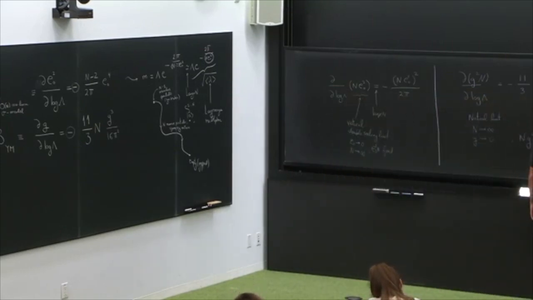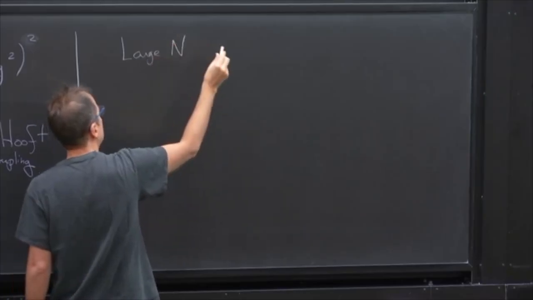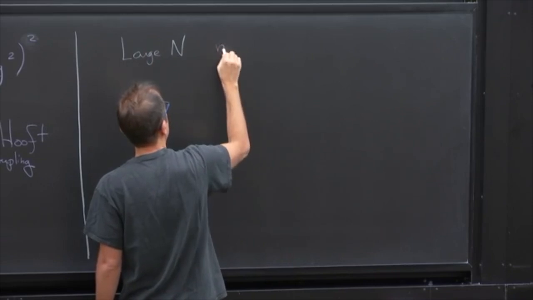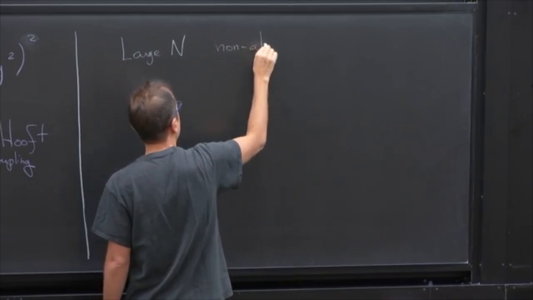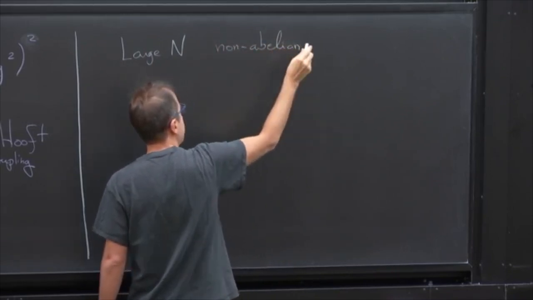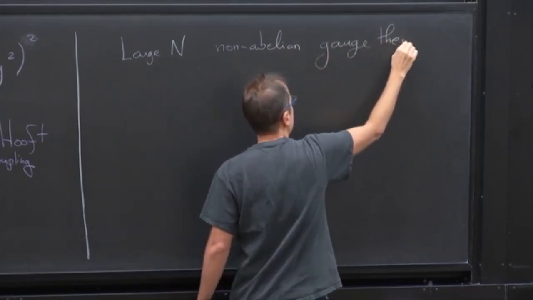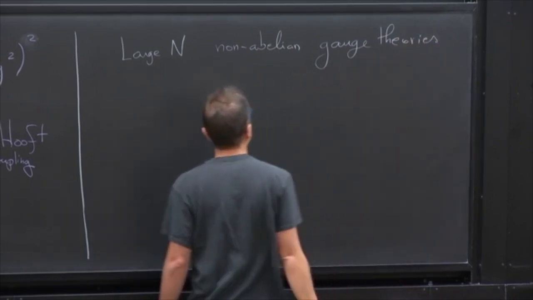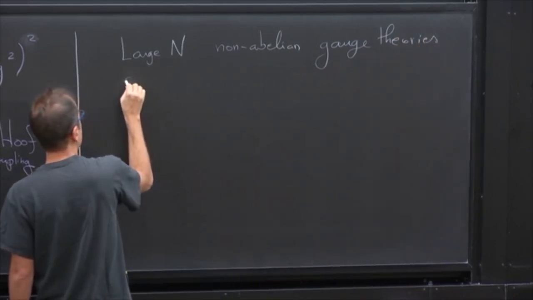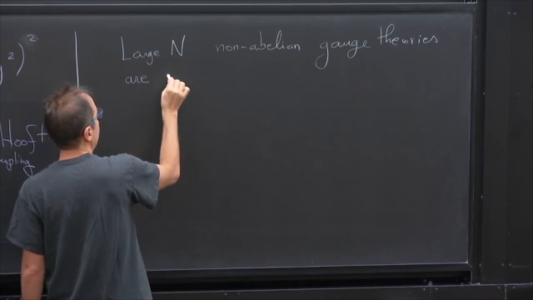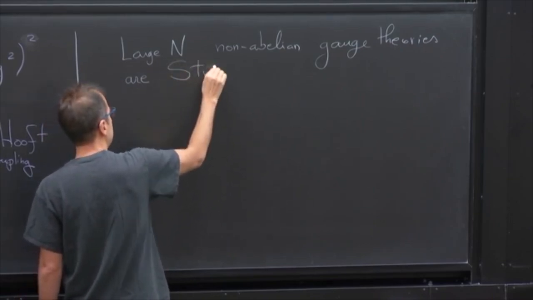Which is where we go now. So what we are going to check now is that we study large n non-abelian gauge theories. And in particular, we are going to see that they are string theories.